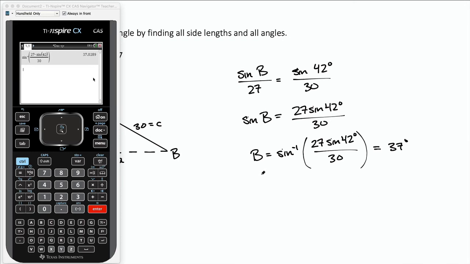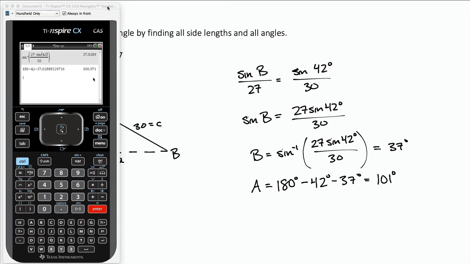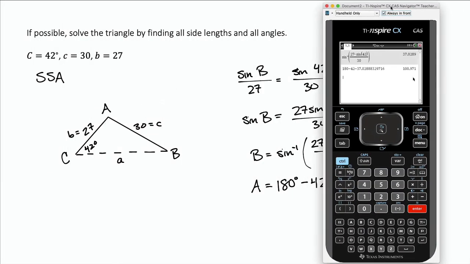Now that I know that angle, I can get the angle C. And angle C is 180 minus the two angles that I know, 42 degrees minus that 37 degrees. So we've got 180 minus the 42 minus that angle that we just got. And again, rounding to one decimal place, that gives us about 101. So we've got all of our angles, and oh, I'm sorry, that's not angle C, that was angle A. That is my mistake. Angle C was given. That was angle A that we just found.